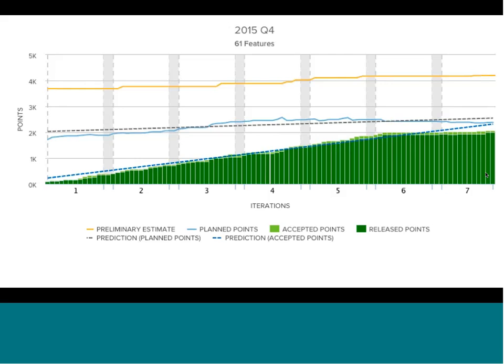One thing to pay attention to is that the chart shows accepted points stacked on top of released. The release point value does not include work that is in an accepted state. That's a little confusing, but it's important in that it's showing us a differentiation between released and accepted in this case.